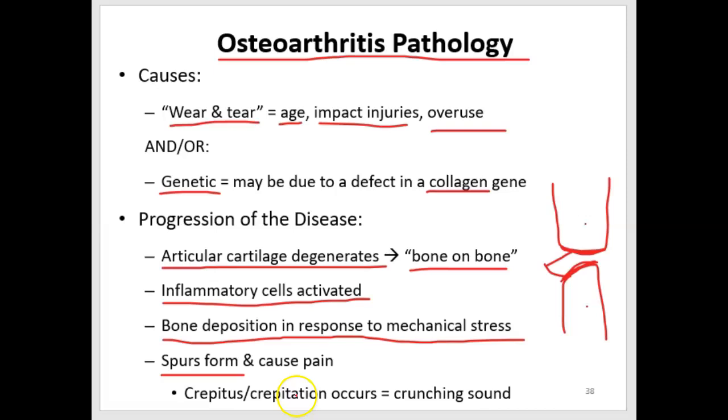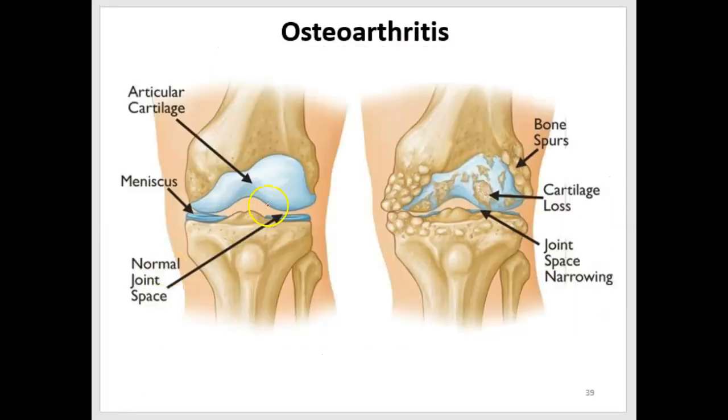Spurs form, and these spurs are in locations that cause pain when you move the joint. And often you'll hear a crunching sound when somebody moves the joint. That's called crepitus. So here's an example of what happens when the body tries to correct osteoarthritis.